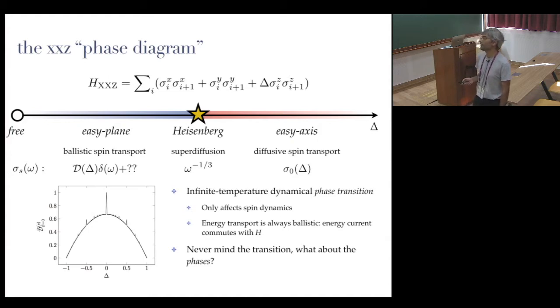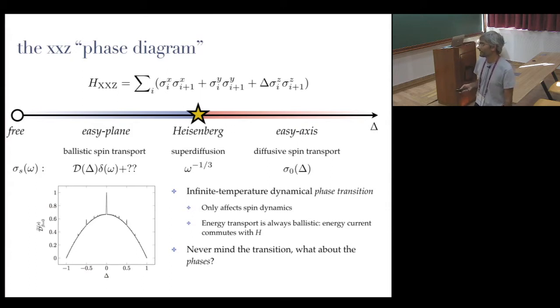So in what used to be the easy plane magnet, transport is ballistic, but the Drude weight behaves in a very strange way with the anisotropy. I'm not going to talk about this today, but our joint work on this is going to be talked about in Raman's talk on Friday.